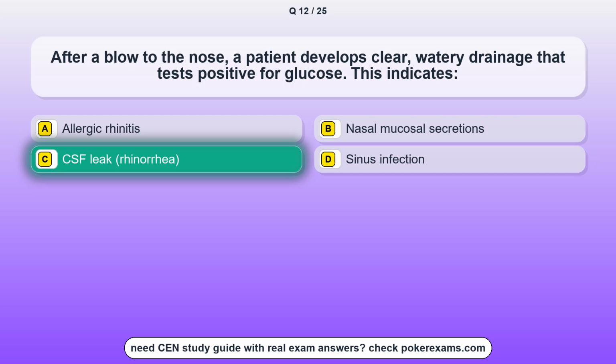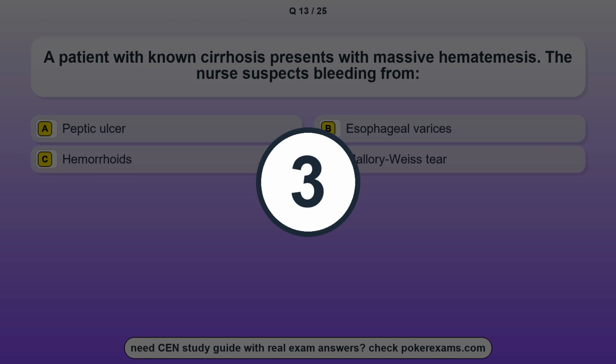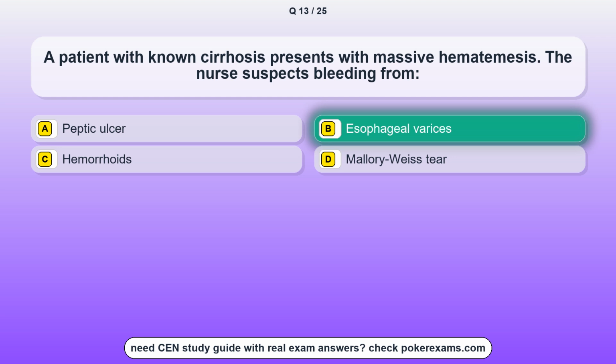The correct answer is Option C, CSF leak, rhinorrhea. Question 13. A patient with known cirrhosis presents with massive hematemesis. The nurse suspects bleeding from Option A peptic ulcer, Option B esophageal varices, Option C hemorrhoids, Option D Mallory-Weiss. The correct answer is Option B, esophageal varices.